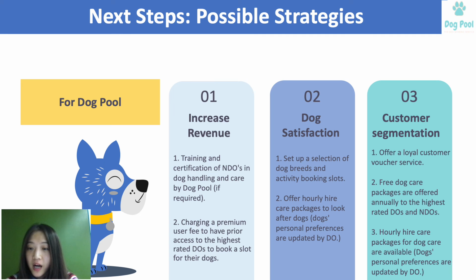I will introduce our ideas for innovation. You can choose from one or two or all of them, depending on your preferences and purpose. If you want to increase your income, you can offer training and certification of non-dog owners in dog handling and care by Dogpool, and charge a premium user fee to have prior access to the highest-rated dog owners to book a slot for their dogs. If you want to put the focus on dog certification, you can set up a selection of dog breeds and activities booking slots, and offer hourly hire care packages. If you prefer to provide a better service to more dog-friendly clients, you may consider our suggestions for user incentives and vouchers.